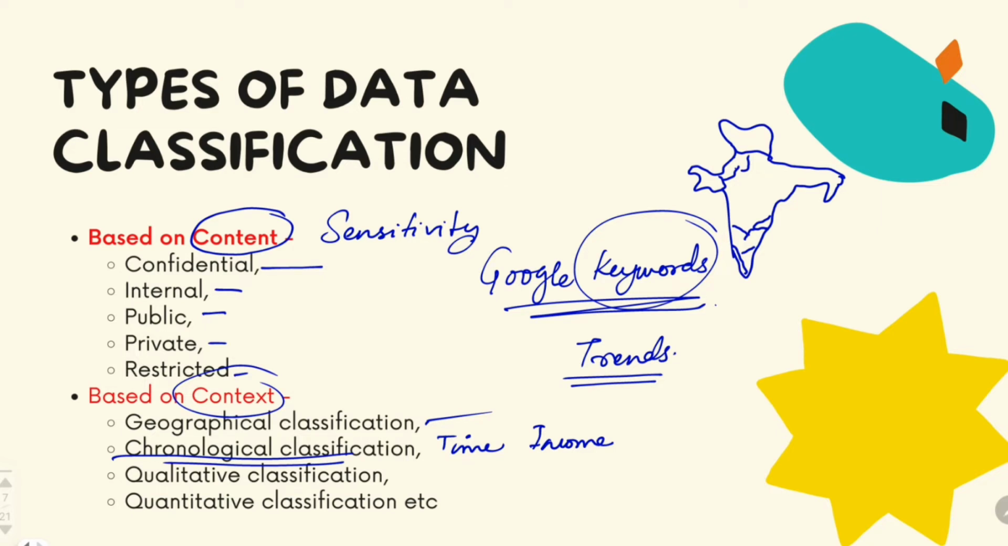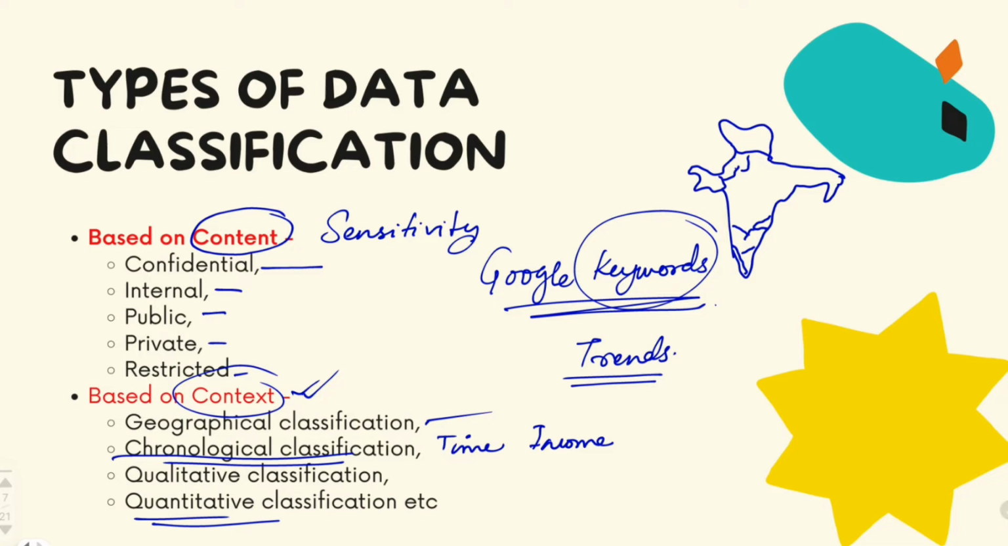And the other is the qualitative classification, based on certain qualities of the data, that is attributes of the data. And the other is quantitative, that is based on some numerical attribute. So that is how, based on the context or what is inside the data, we classify. This context-based classification is what we are mostly interested in, and not the content-based.